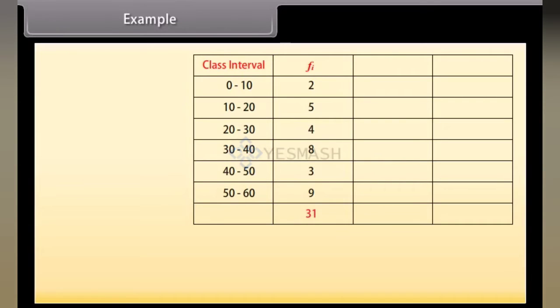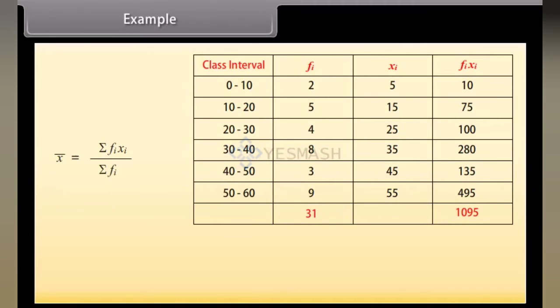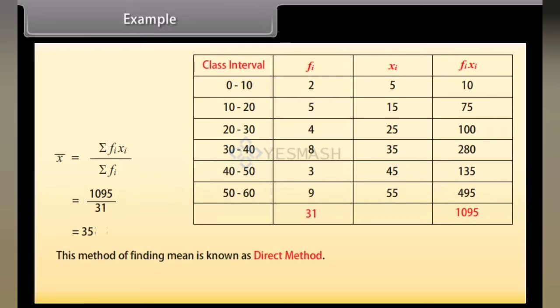And then we have written the class mark for each class interval and denoted them as xi, and then found the product of fi and xi. And finally we find the mean using the formula x bar equals summation of the product fi and xi divided by summation of fi, which equals 1095 by 31, which is equal to 35. This method of finding mean is known as direct method.